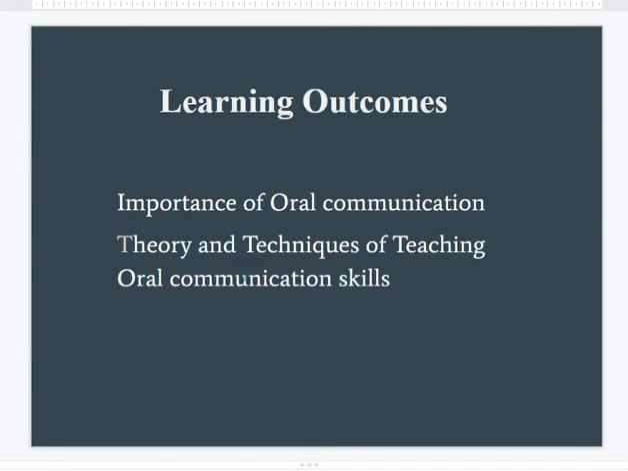By the end of today's class, you will be able to understand the importance of oral communication skills. You will be able to understand the theory and techniques of teaching oral communication skills. And finally, you will be able to apply the techniques of teaching oral communication skills in your class while teaching communication skills. So pay close attention to the lecture to understand the theory and the techniques which you can apply while teaching English language skills to your students.